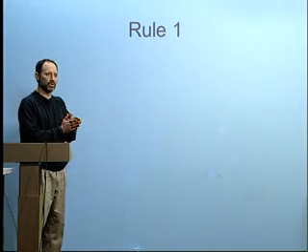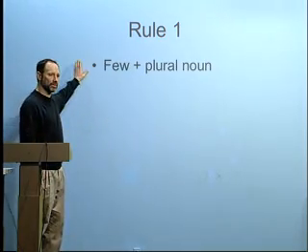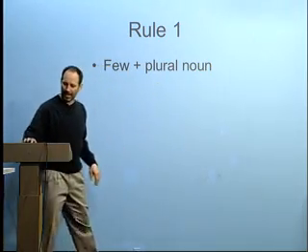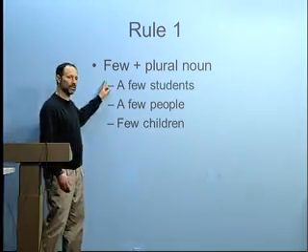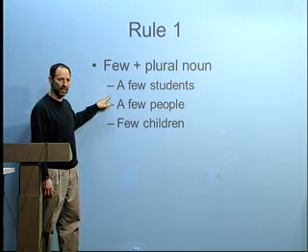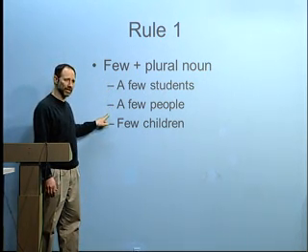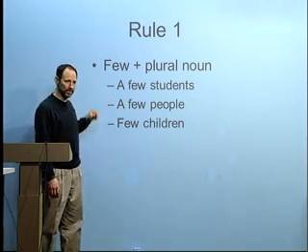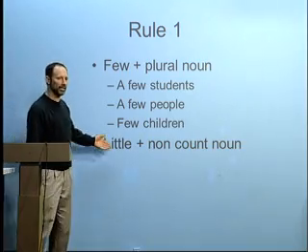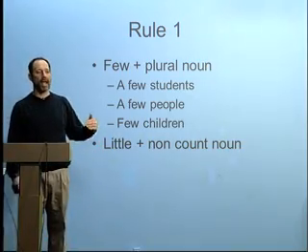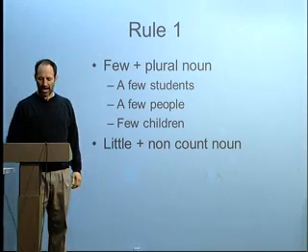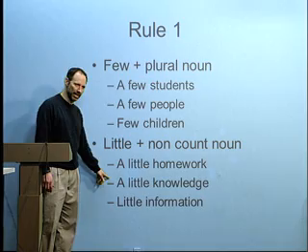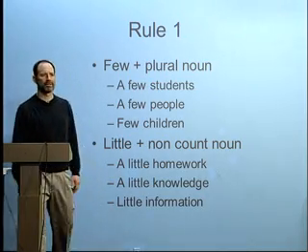So, our first rule. With few, it's going to be followed by a plural noun, for example, a few students, a few people, few children. Those would be plural nouns. We'll put few in front of those. And after little, we put a non-count noun, such as a little homework, a little knowledge, or little information.